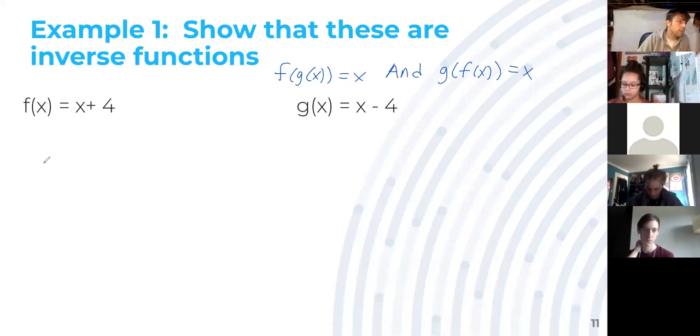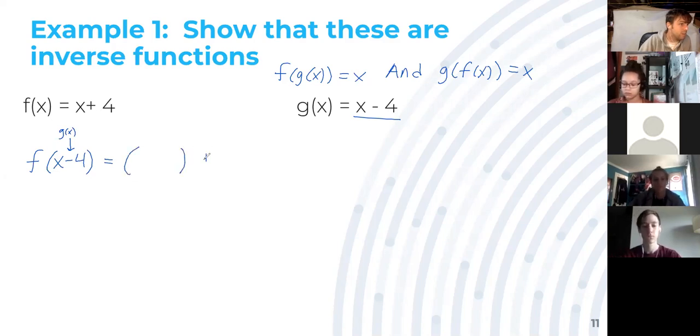All right, so for the first one, I'll do f of g of x. So f of this, this is our g of x function. I just put it as an input into x. So x is just x plus 4. Again, in place of the x, we're replacing it with the g of x function, which is x minus 4.